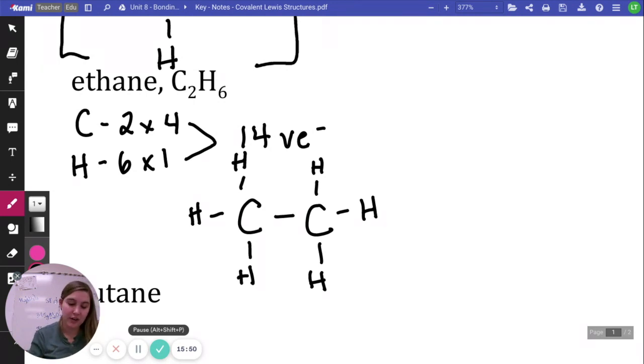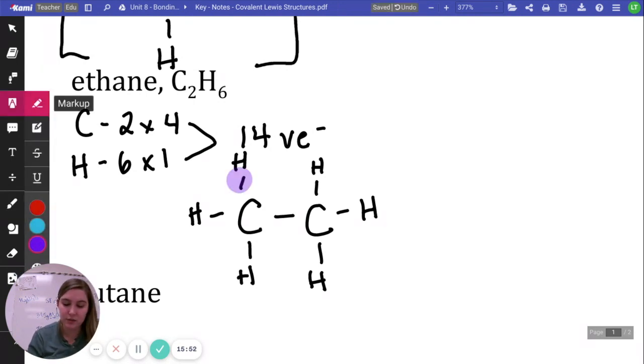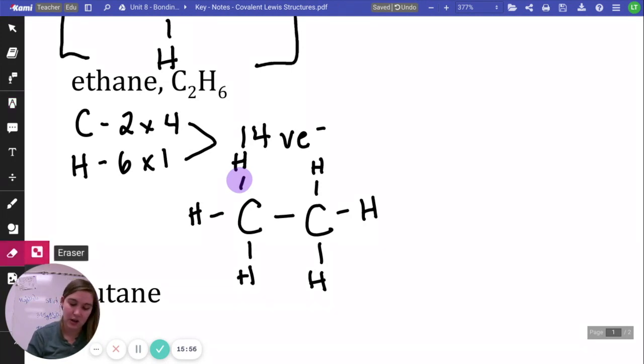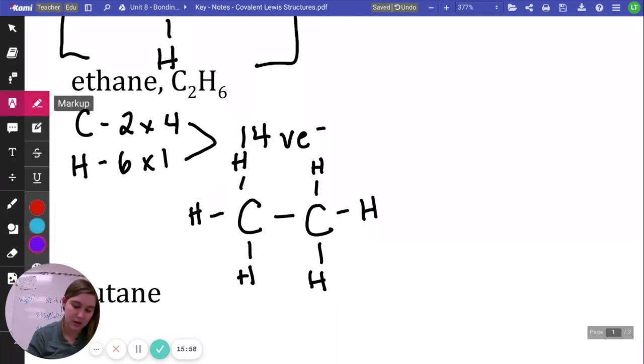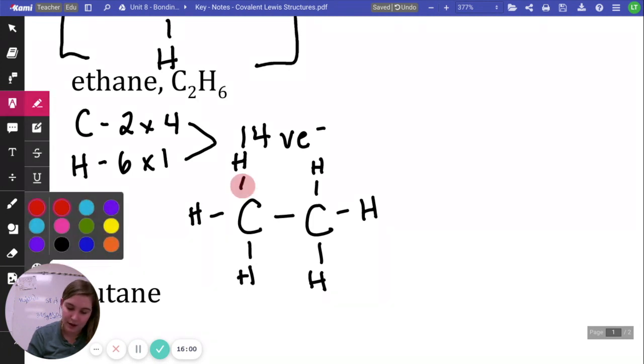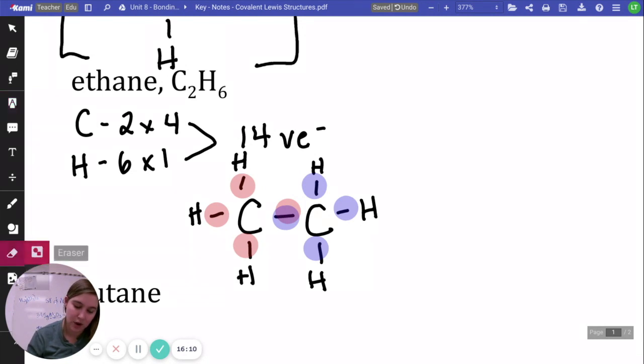And then we'll check all of our octets. So hydrogens only need 2. Each hydrogen has 1 bond, so each hydrogen should be good. And now let's check our carbons. Our first carbon has 2, 4, 6, 8, so that one should be full, have that full octet there. And our second carbon has 2, 4, 6, 8, so that one has a full octet as well. And so it looks good.